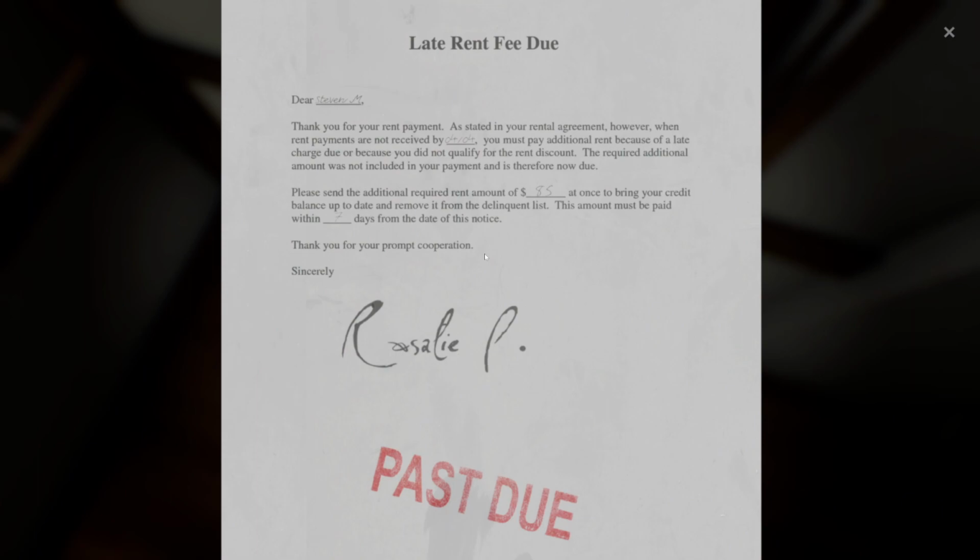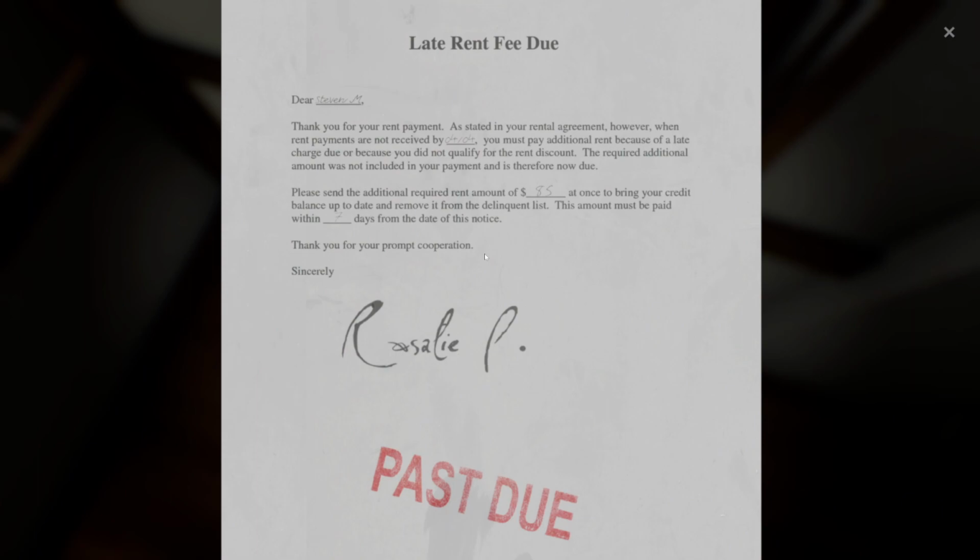Dear Stephen M., thank you for your rent payment as stated in your rental agreement. However, when rent payments are not received by 404, kind of funny, 404 payment not found, April 4th, you must pay an additional rent because of a late charge or because you did not qualify for the rent discount. Required additional amount was not included in your payment and is therefore now due. Please send the additional required rent amount of $85 at once to bring your credit balance up to date and remove it from the delinquent list. This amount must be paid within 7 days from the date of this notice. Thank you for your prompt cooperation. Sincerely, Rosalie P.